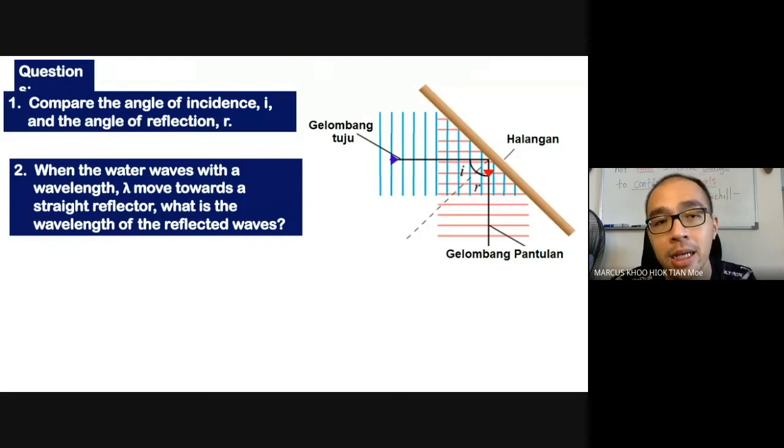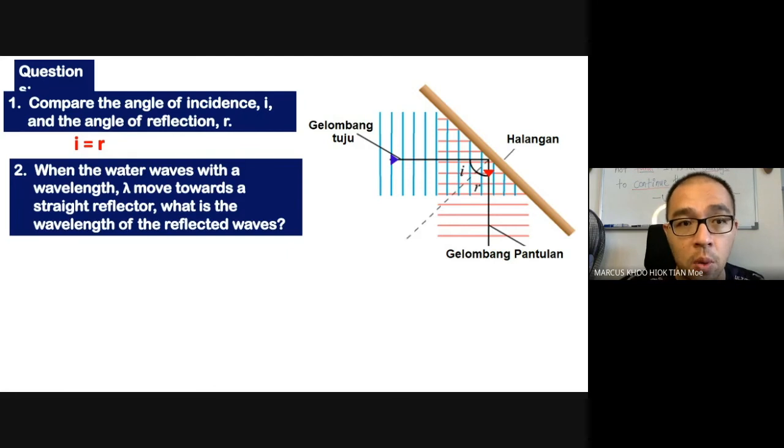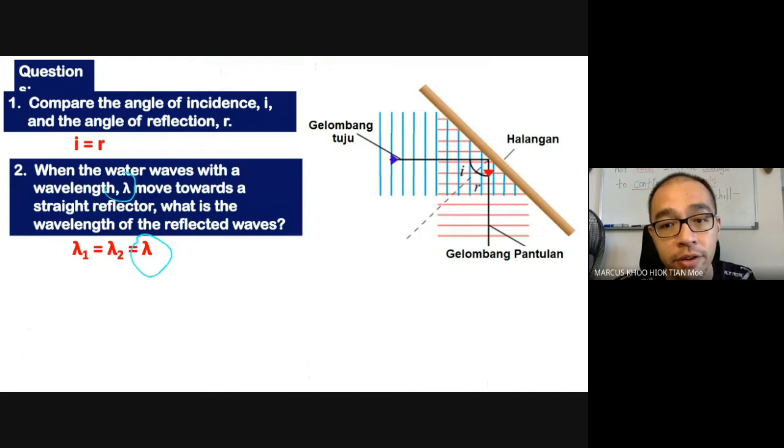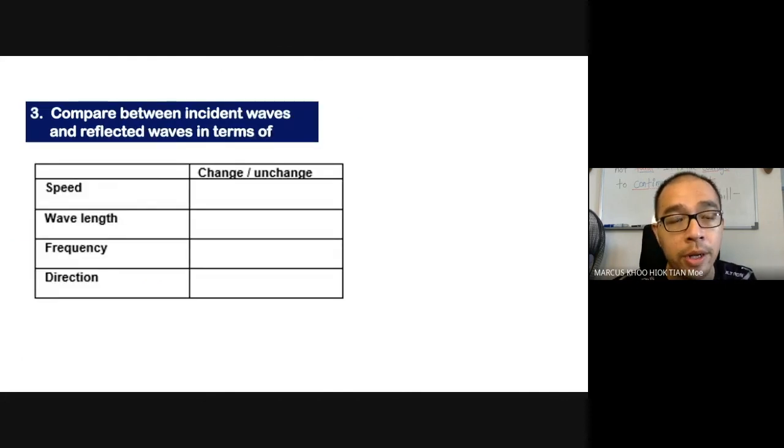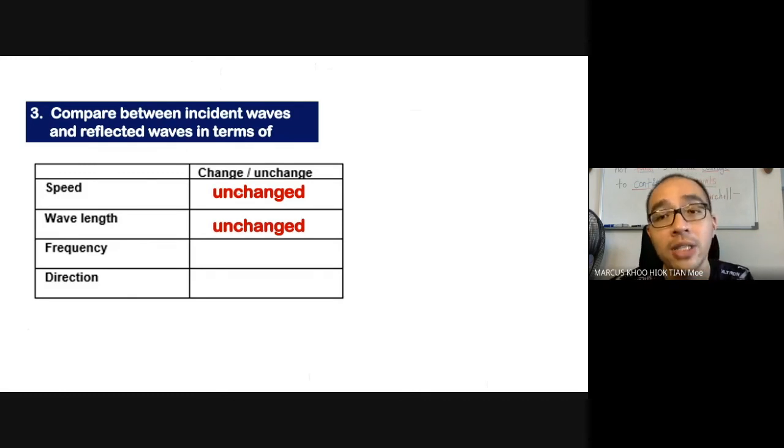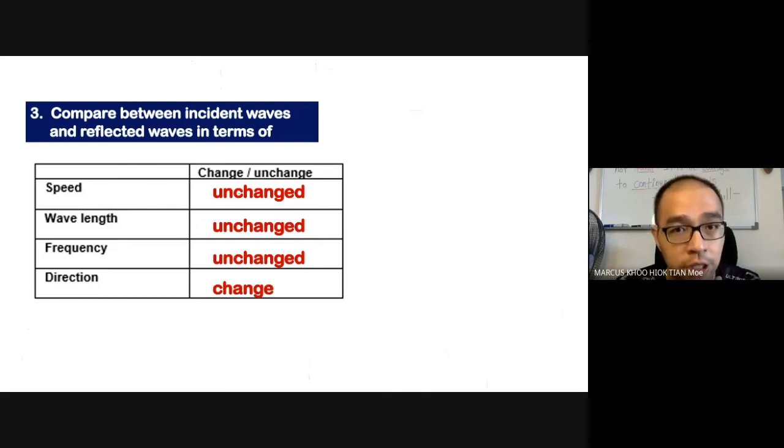So, let's compare the angle of incidence and the angle of reflection. According to the law of reflection, the angle of incidence must be equal to the angle of reflection. When the water waves with a wavelength of lambda move towards a straight reflector, what is the wavelength of the reflected waves? It will also be lambda. So when we compare between the incident wave and the reflected waves, we're going to have an unchanged speed, an unchanged wavelength, an unchanged frequency, and only the direction is changed. Everything remains the same except for the direction.